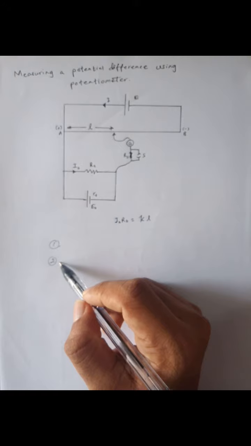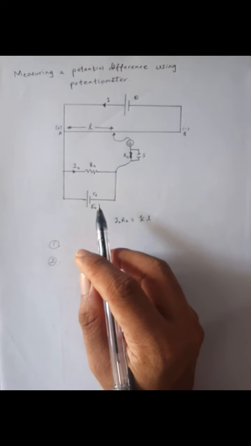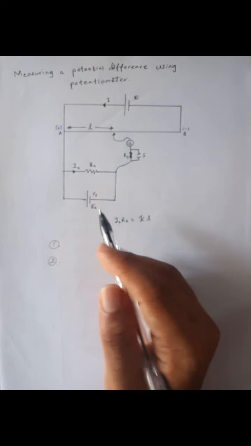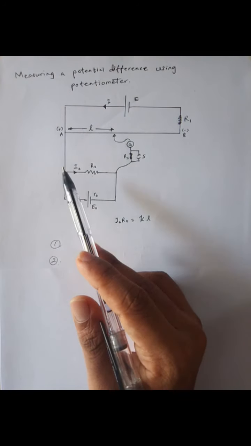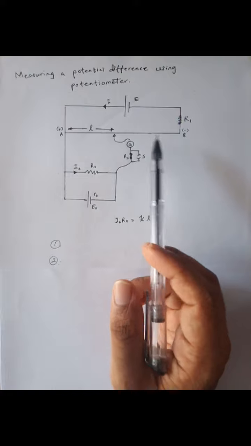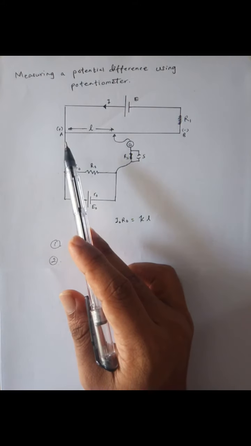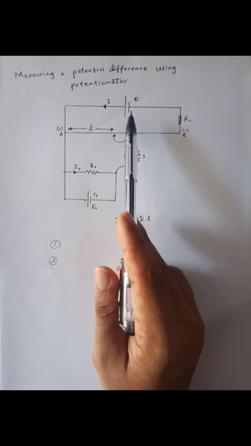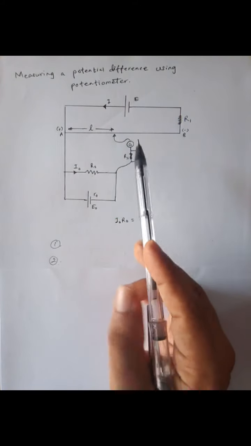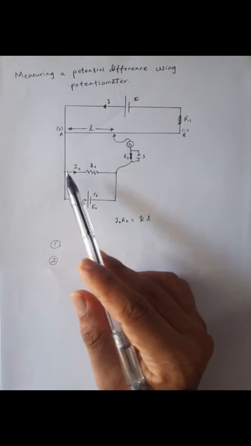So if the problem is this one, what we can do is we can simply change the sides of the battery. And if the problem is the second case, I mean the potential that you want to measure is larger than the total potential difference across the potentiometer wire, then what you have to do is use a cell which has an EMF that's larger than the potential that you want to measure.